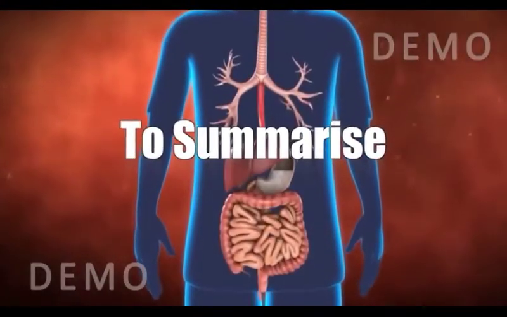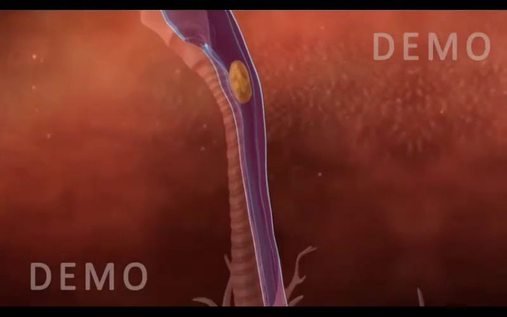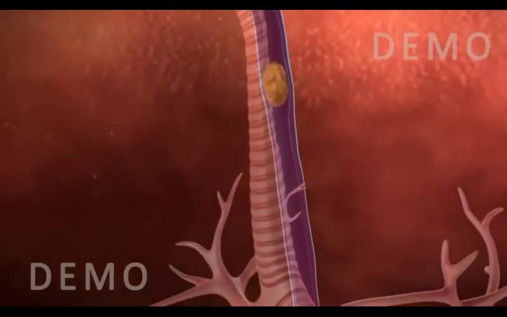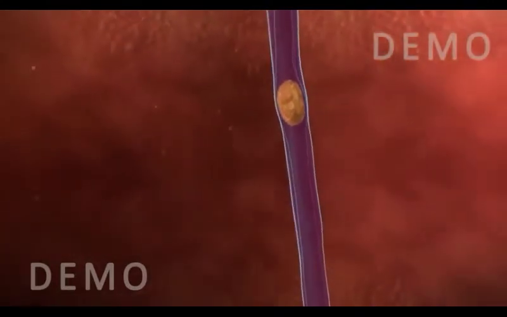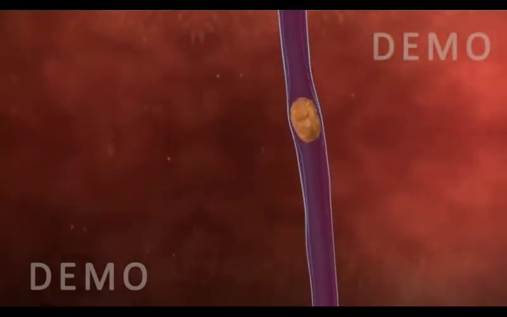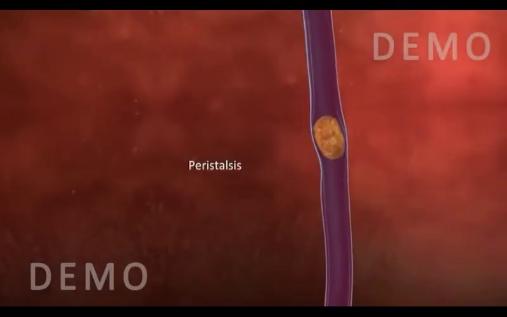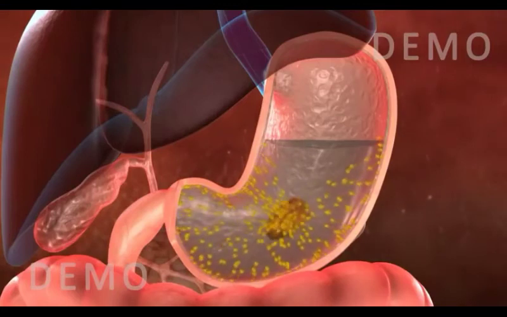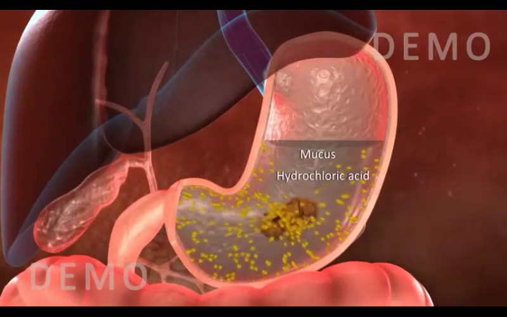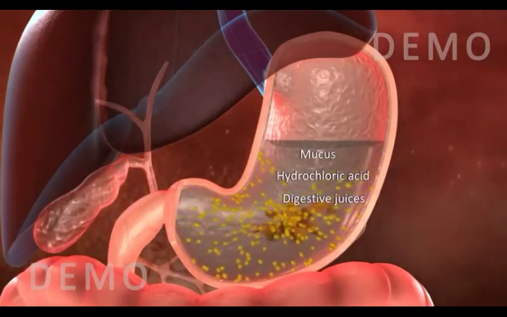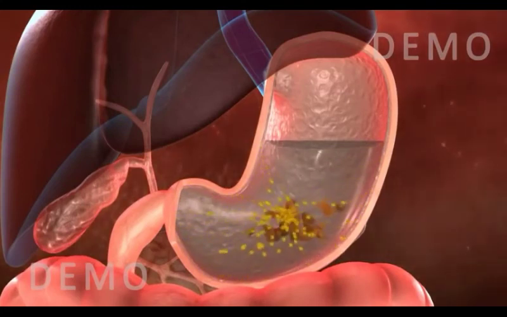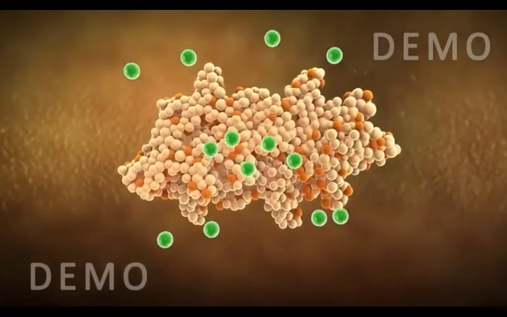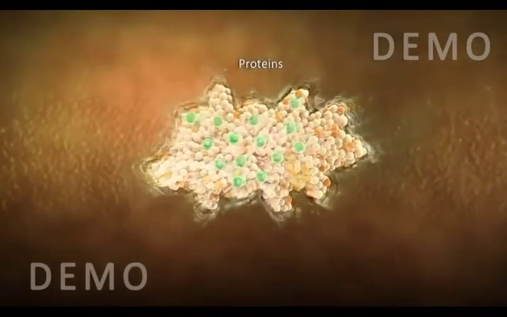To summarize, the muscles of the esophagus gently push the food down to the stomach by wave-like muscle contractions known as peristalsis. The stomach cells secrete mucus, hydrochloric acid, and digestive juices that help digest food through chemical action. Digestive juices break down proteins into simpler forms.